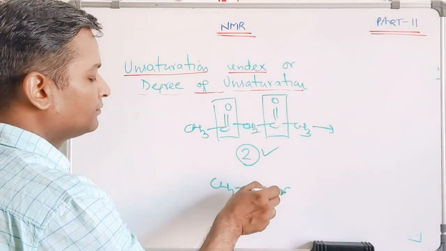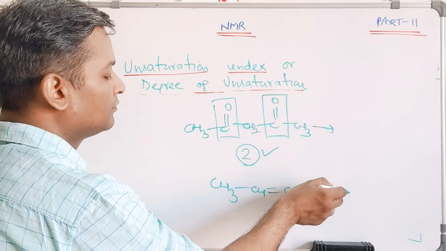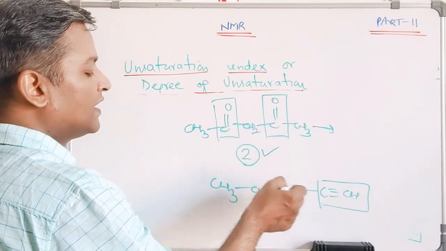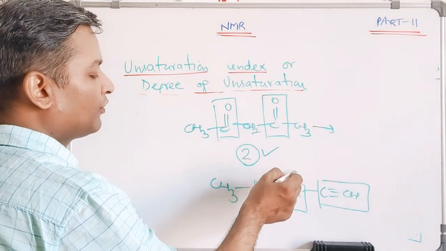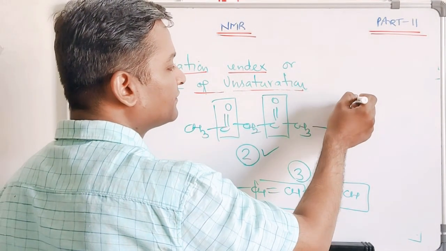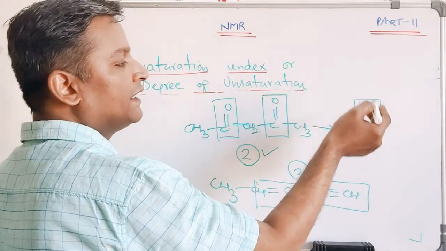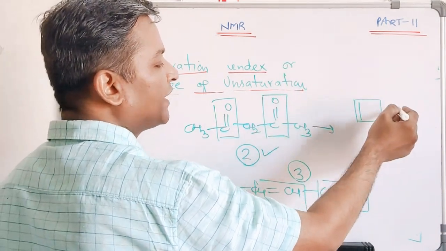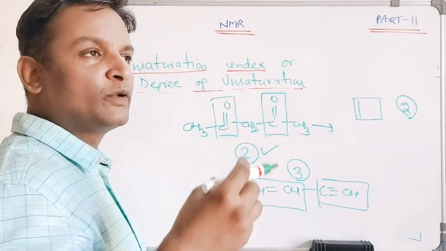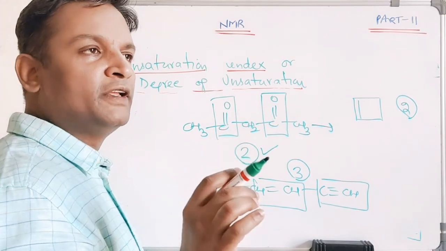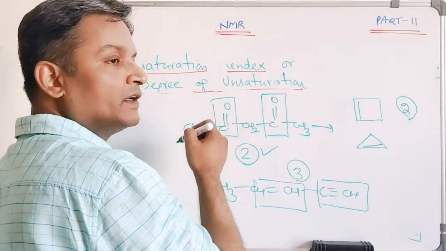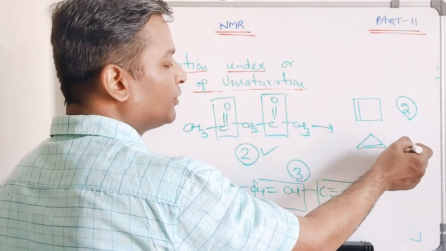If I write this compound, what will be the unsaturation index of this compound? It is 2 and it is 1, so the unsaturation index of this compound will be 3. If I write a compound like this, cyclobutene, it is 1 cycle, 1 double bond, so the unsaturation index will be equal to 2. You find out by calculating by formula, you will find the same value, 2. Take any compound like cyclopropene: it is 1 cycle, 1 double bond, it will come out to be 2.